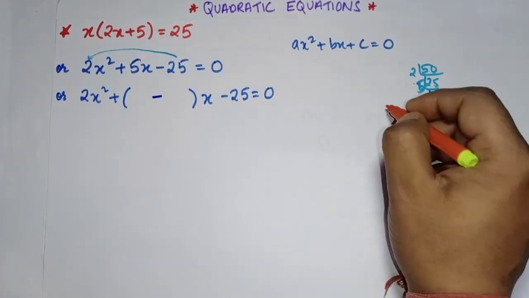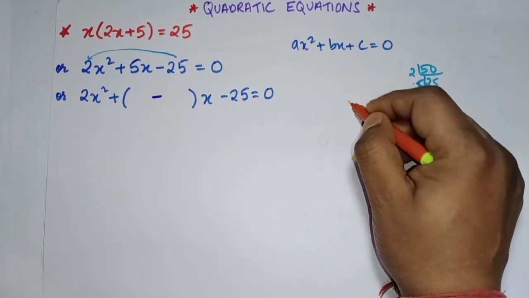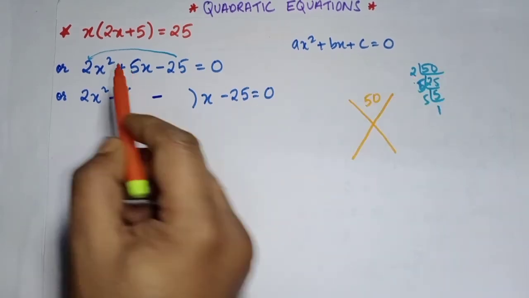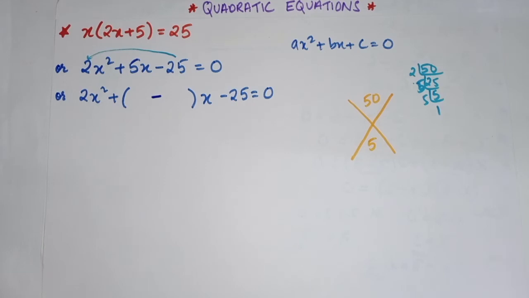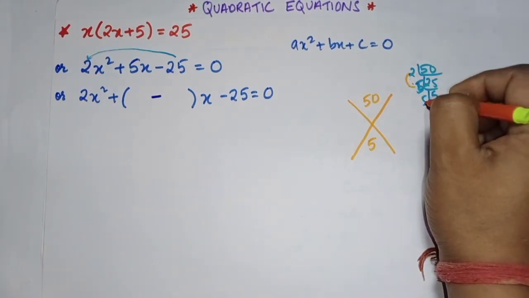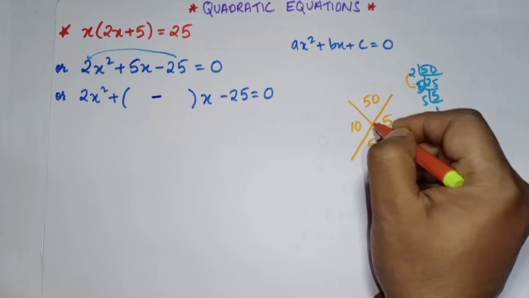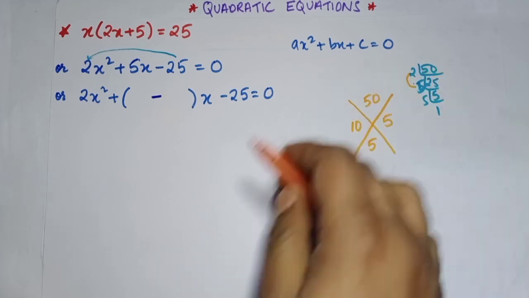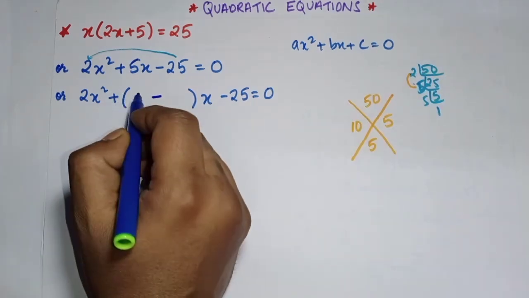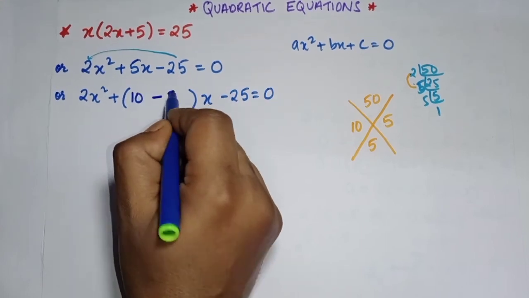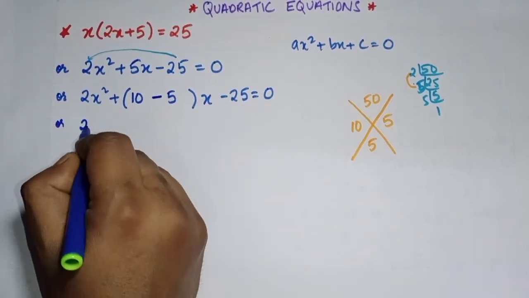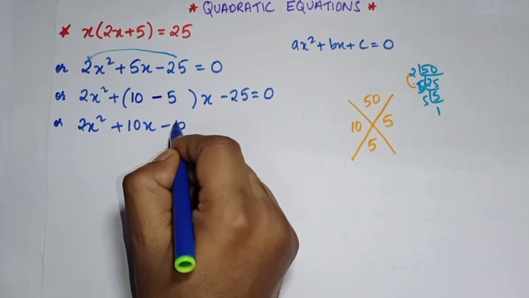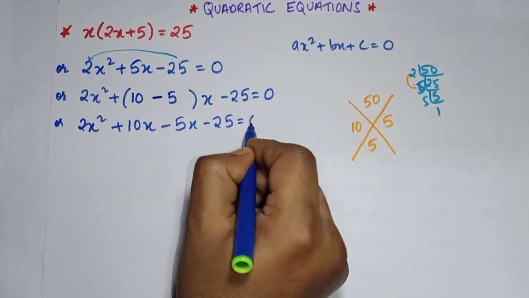Now we have to do the magic cross rule. So let's make a cross. So what should it come? It should come 50. After minus, it should come how much? 5. Okay, so can you try this? 5 2s are 10. 10 and 5. 10 5s are 50. 10 minus 5, 5. So I got this. So in the magic cross method, always write the bigger number first. 10 is bigger and this 5 is smaller. Now 2x square plus 10 into x, 10x, minus 5 into x, 5x, minus 25 equals 0.